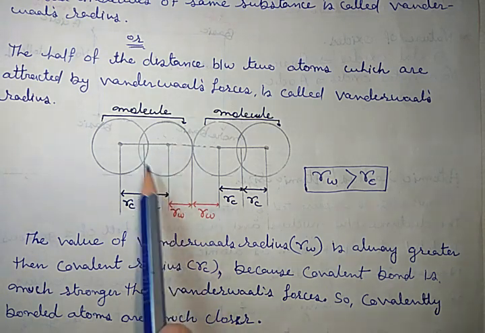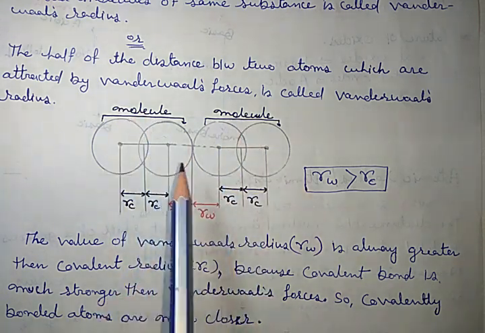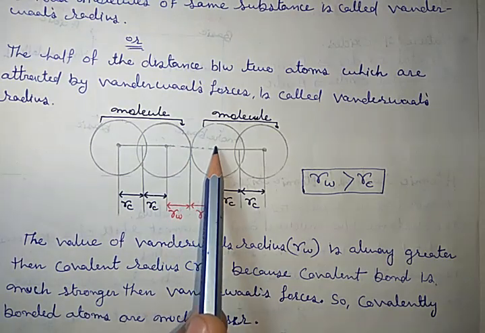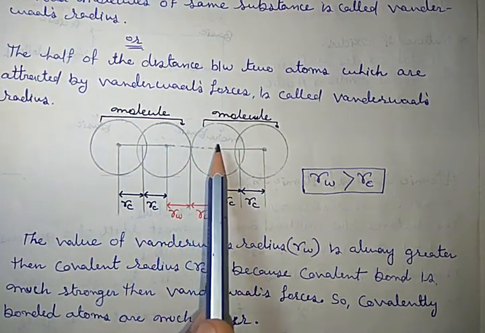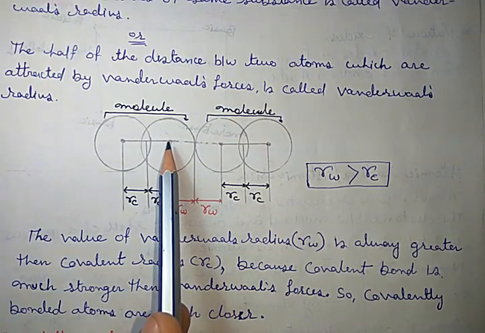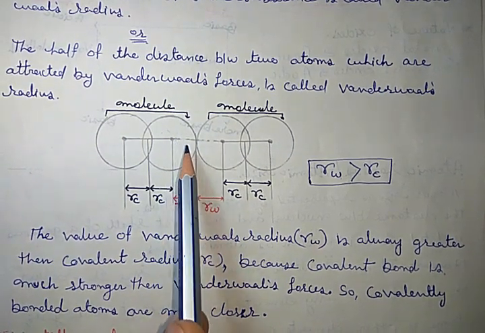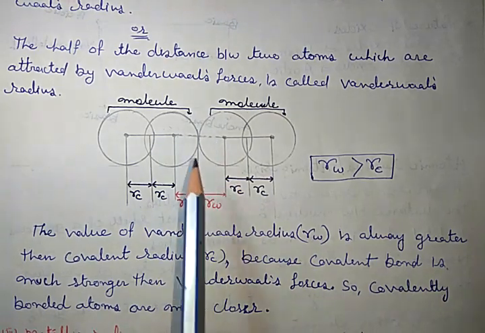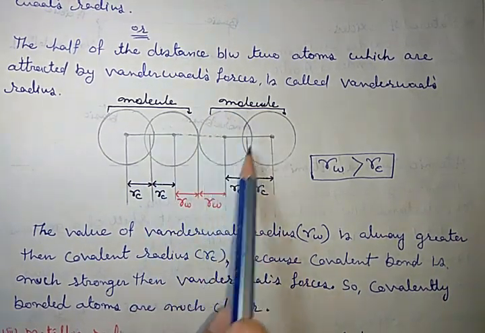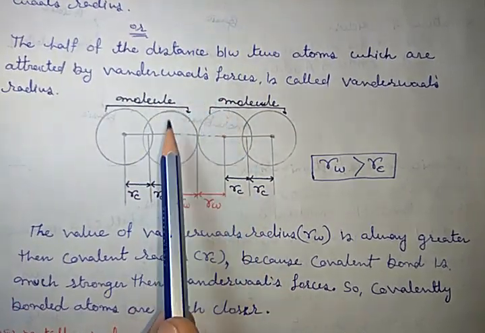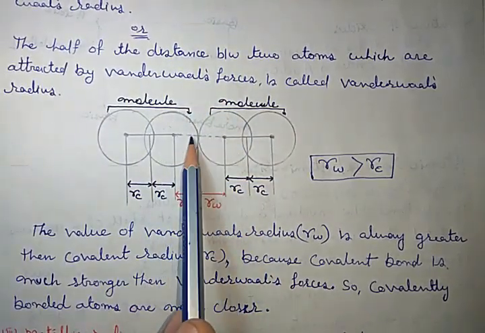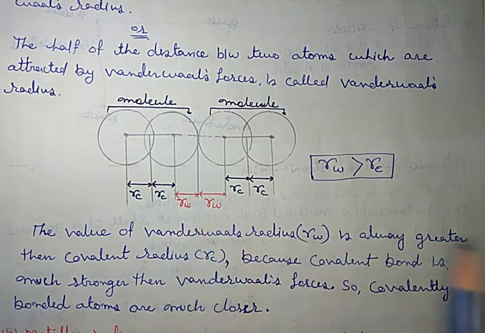Now let me discuss the definition. The half of the distance between atoms of two close non-bonded molecules, these two atoms of chemically non-bonded molecules, and their distance, its half, is known as van der Waals radius.